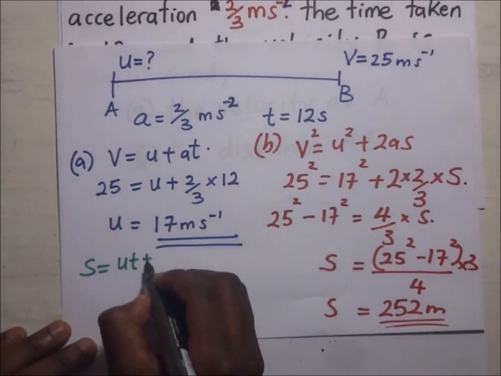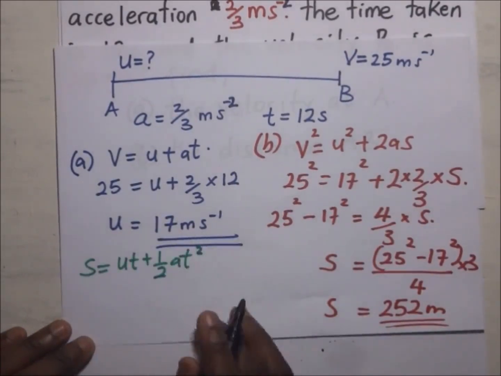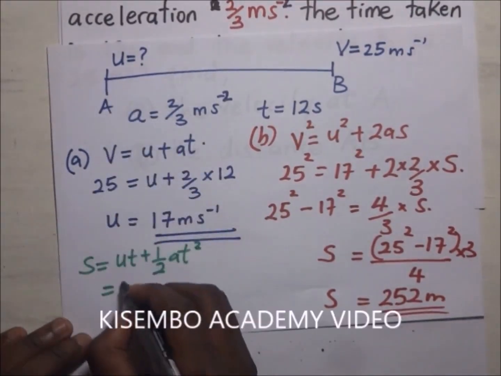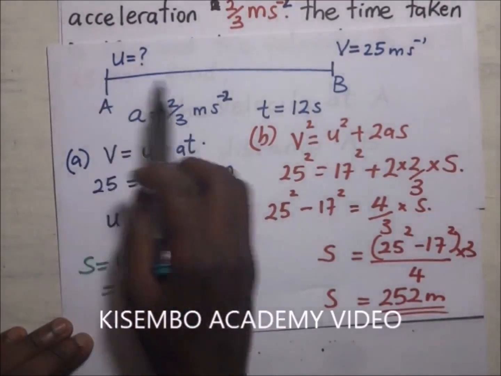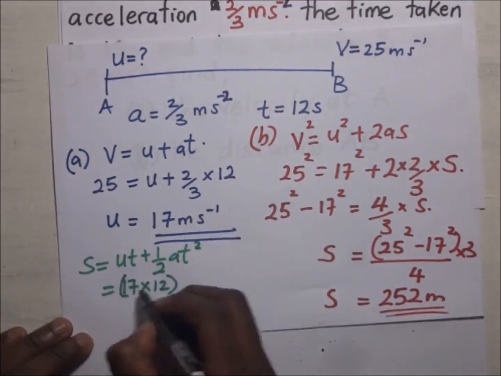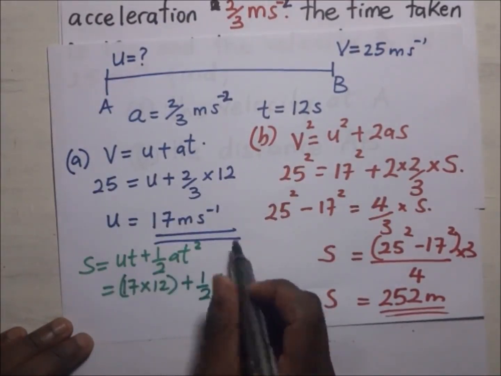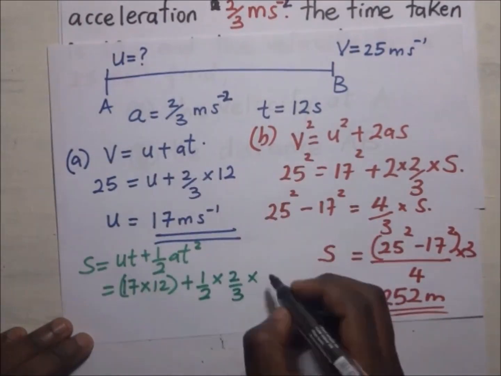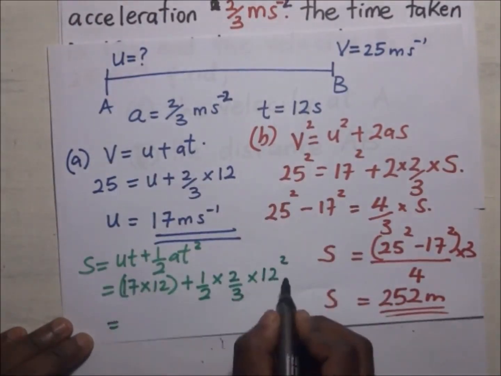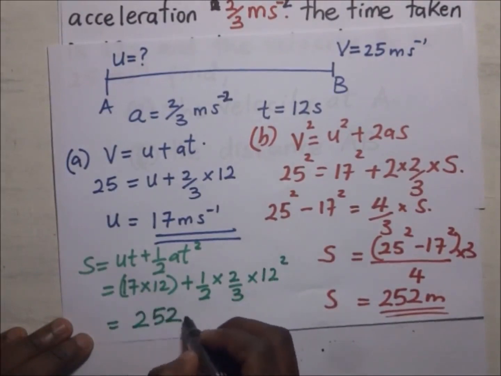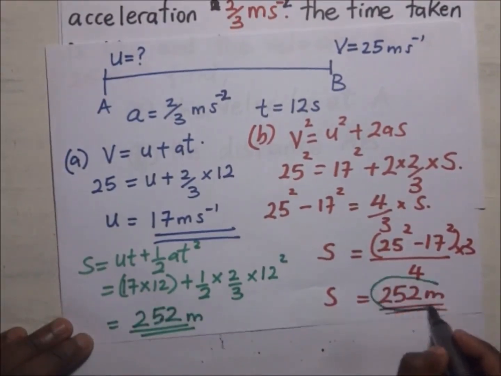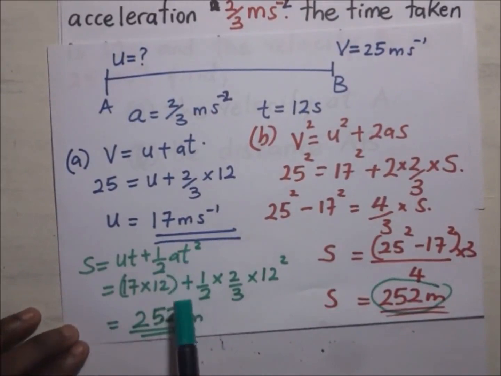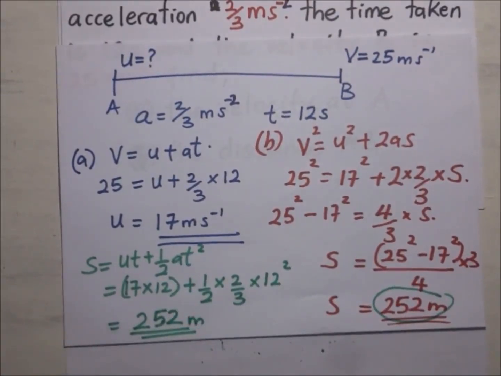S is equal to ut plus a half at squared. Now the initial velocity u is 17. We got it here, so it's going to be 17 times the time. The time taken to move from here to here is 12, so 17 times 12, plus a half times the acceleration, which is 2 over 3, times time squared. The time is still 12 squared. And when we add all this up, you still end up with 252 meters, just the same as this. So with part B, you can use this or you can use that formula. Either way, you will still be able to get the same answer.